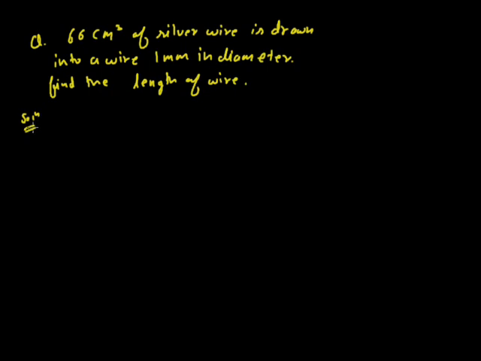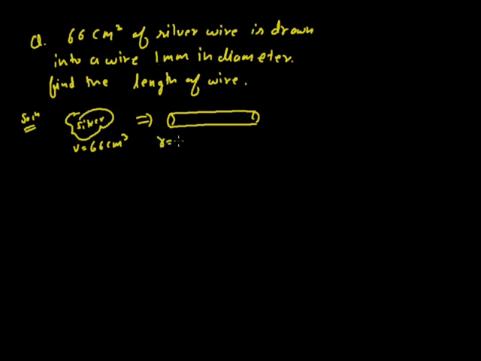Now let's say we have a silver, its volume is 66 centimeter cubic. Now this silver is converted into a wire. Wire is nothing but in the shape of a cylinder. Its diameter is given to us, that is 1 millimeter. So its radius is diameter divided by 2, so 1 by 2 mm.